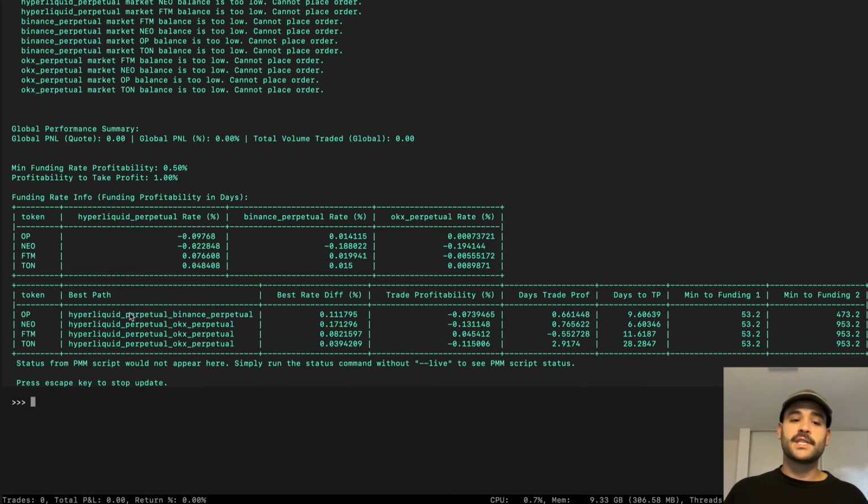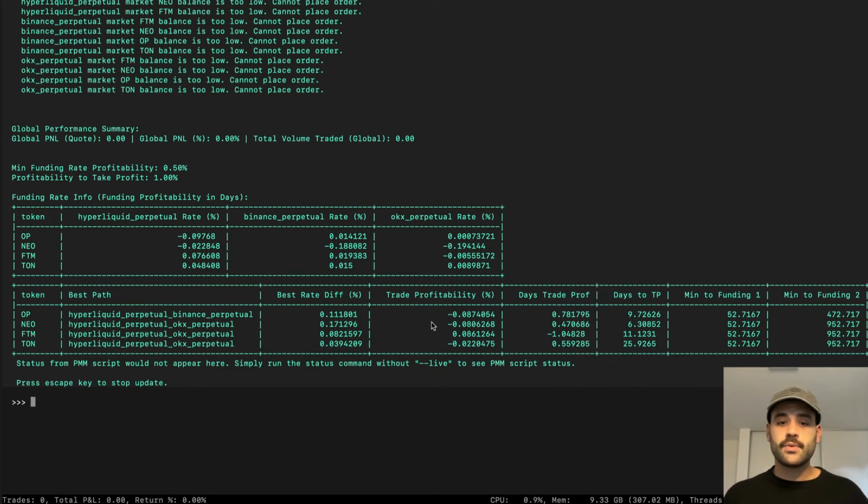As you can see, all the best paths are between Hyperliquid and something else. For OP we have Hyperliquid and Binance, and their rate difference is 0.11% in a day, 0.17% for NEO, 0.08% for FTM, and 0.03% for TON. So this is what we just learned about how to do the calculations between different fundings.